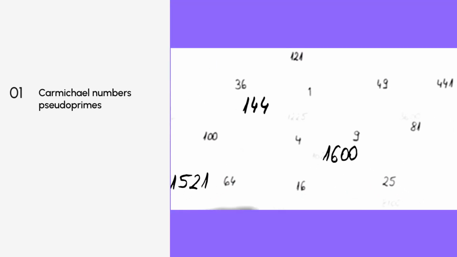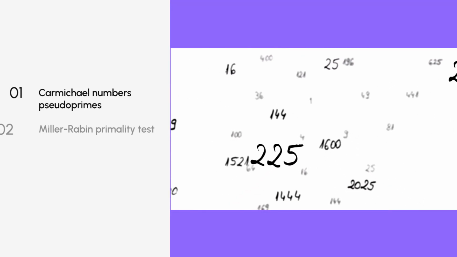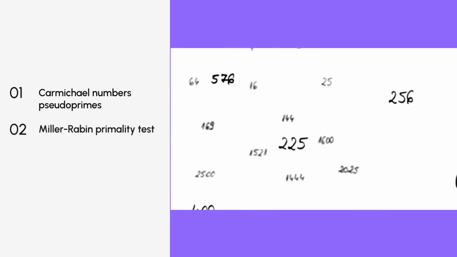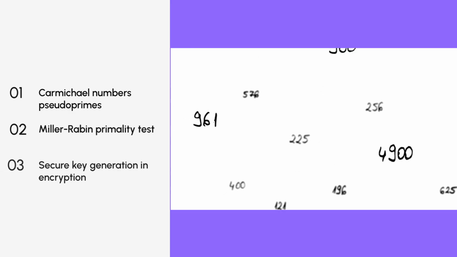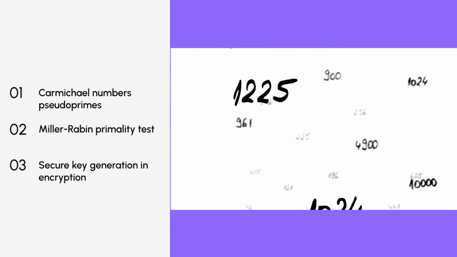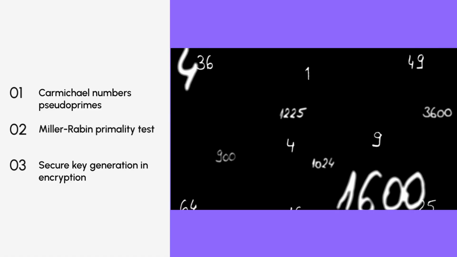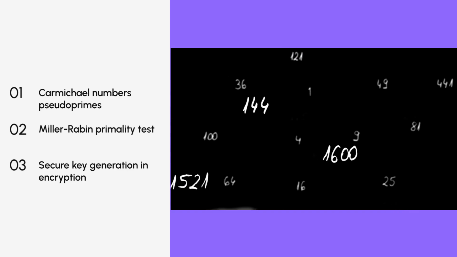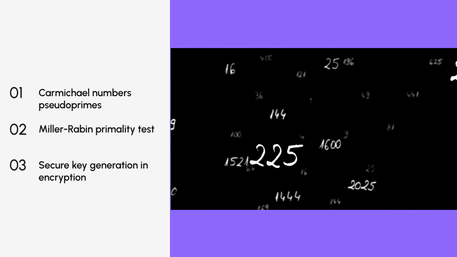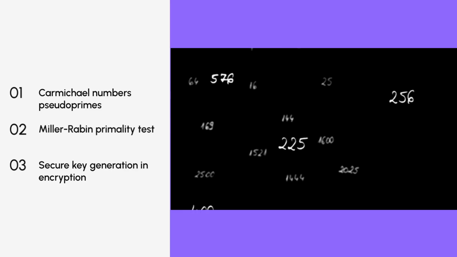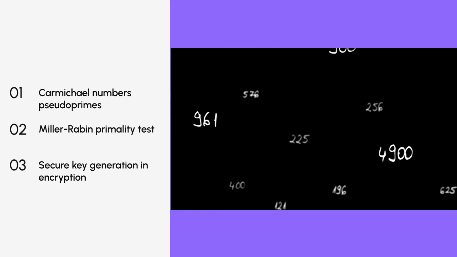Carmichael numbers are examples of pseudoprimes. Probabilistic primality tests like Miller-Rabin are used. Applications include secure key generation in encryption systems and blockchain validation. Fermat's little theorem defines primality tests and cryptography. Bitwise operations involve binary-level number manipulation for efficient programming, encryption, and compression.